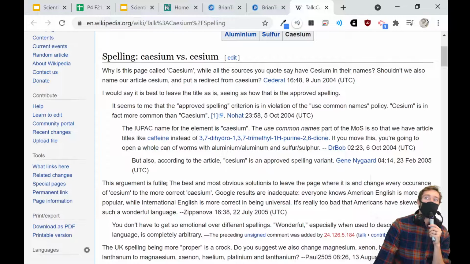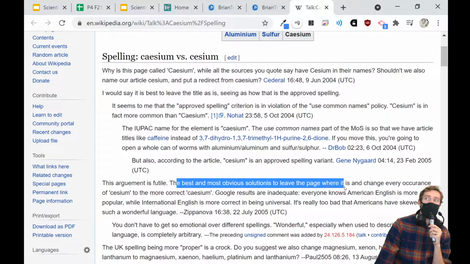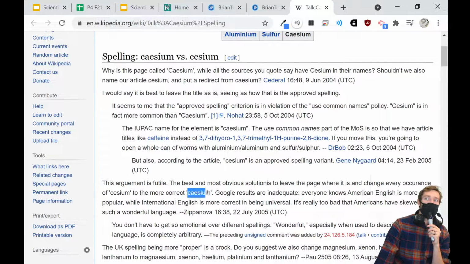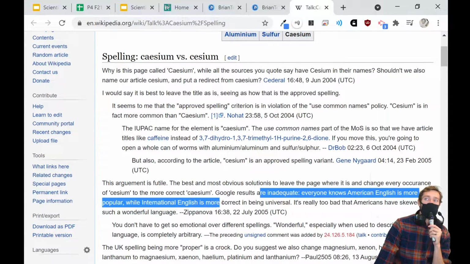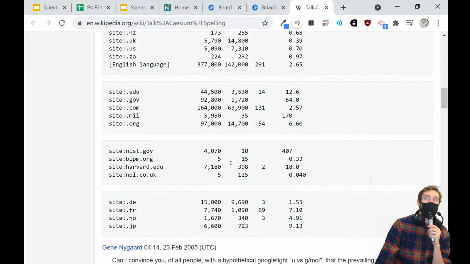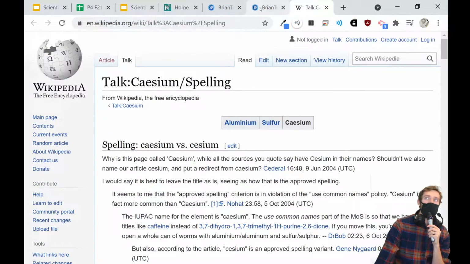And this person said the argument is futile. The best and most obvious solution is to leave the page where it is and change every occurrence of cesium to the more correct CAES. Google results are inadequate. Everyone knows American English is more popular, while international English is more correct in being universal. It's really too bad that Americans have skewed such a wonderful language. This person is throwing mad shade towards Americans. But there's a huge discussion about this, about which one should we use.